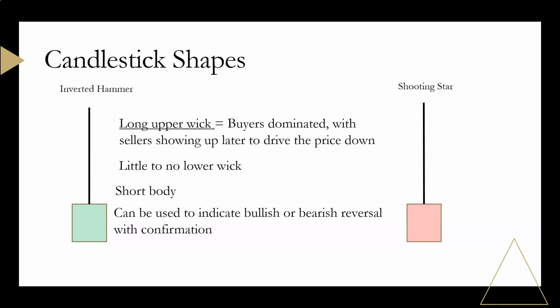Now, again, these colors, the green and red, I've washed them out because they can be either or. What makes an inverted hammer is that it forms in a downtrend, whereas your shooting star will form in an uptrend. Again, here's an example.